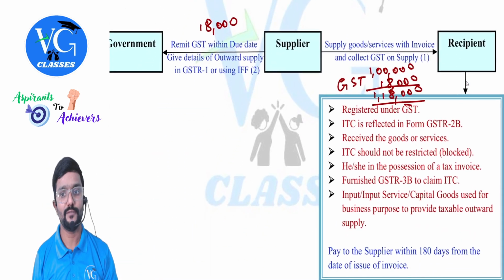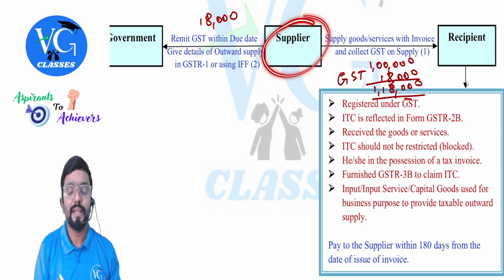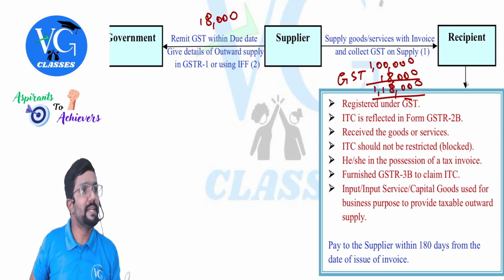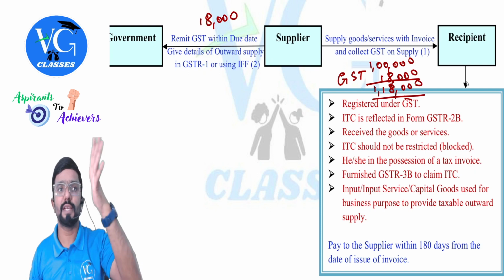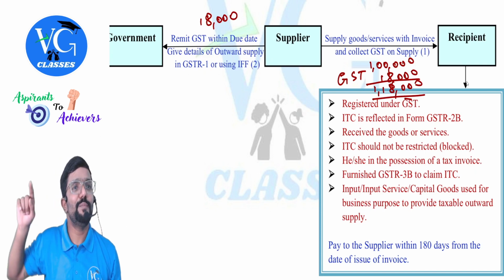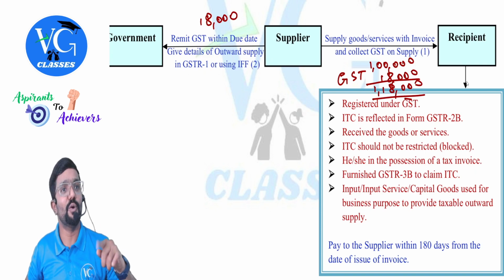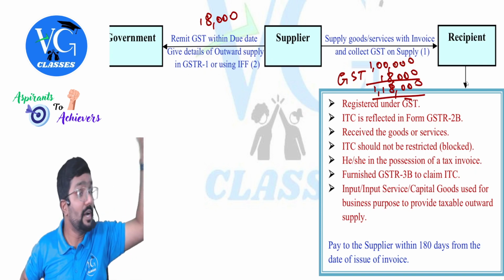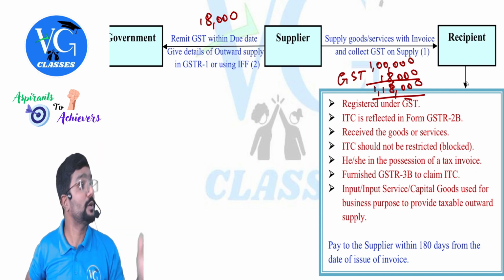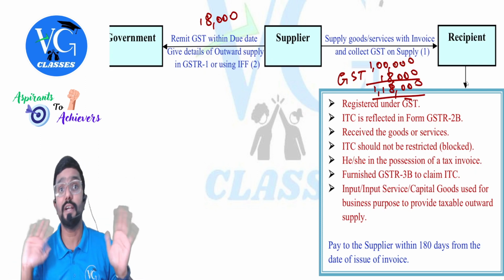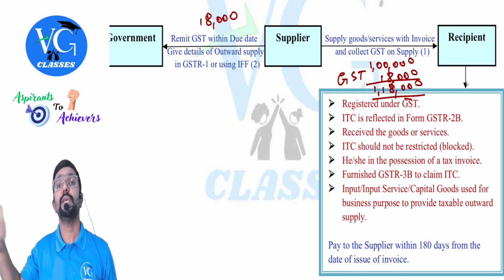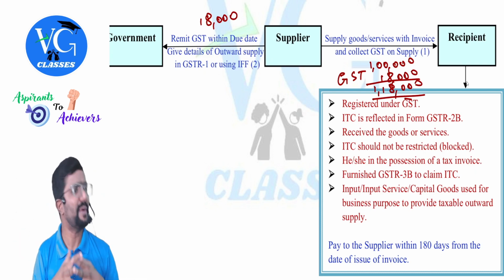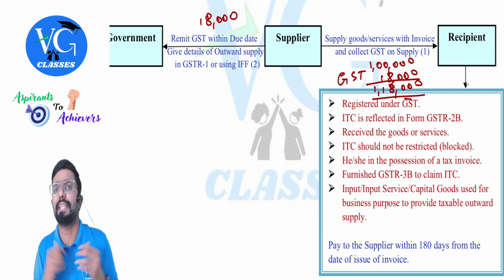Sir, what if by chance the supplier collected 18,000 from the recipient and kept it in his pocket? Will the recipient get the credit? No. Now, if the recipient has to get the credit, what should the supplier do? He has to deposit it with the government and also file GSTR1. That is also mandatory. If you just deposit, it's not enough. He has to give the details of that outward supply in GSTR1. If he doesn't do it, then the recipient will be penalized, in the sense that he will not get the credit.